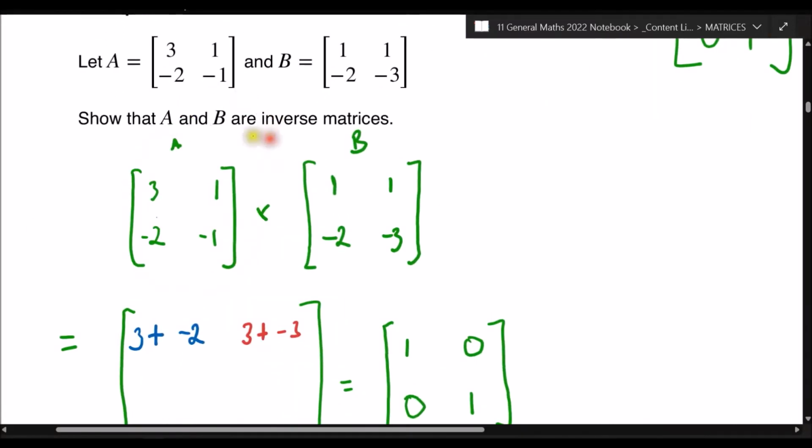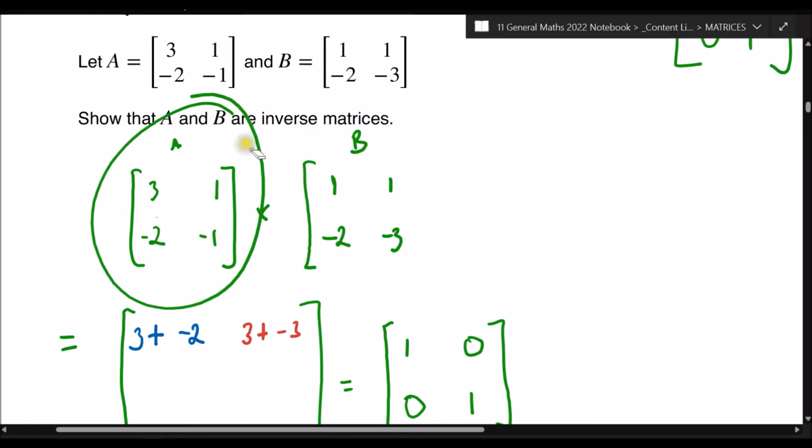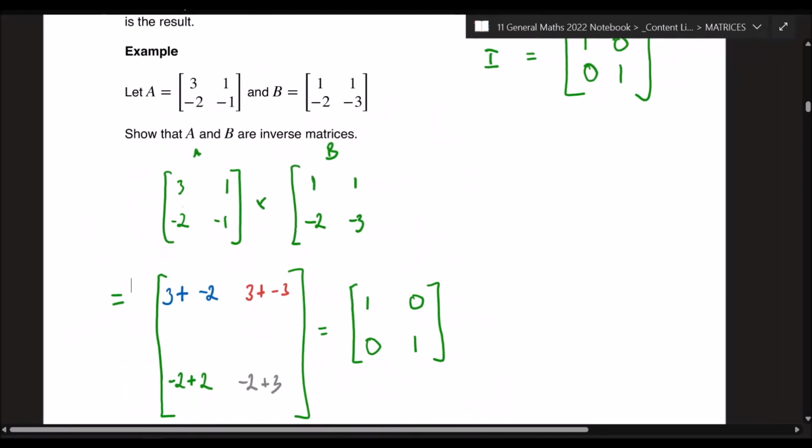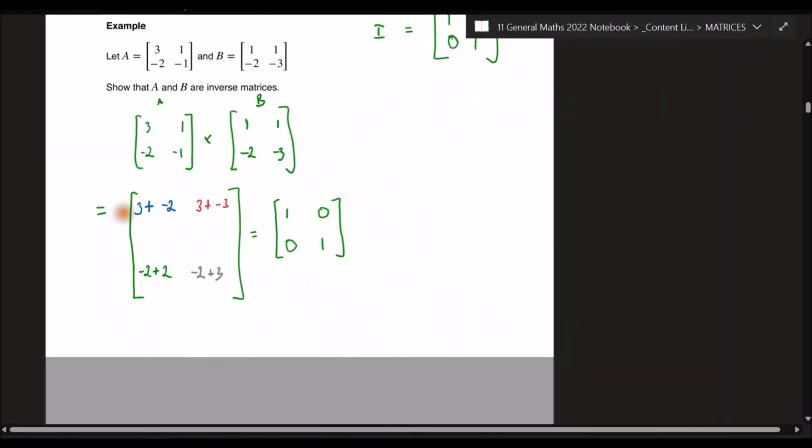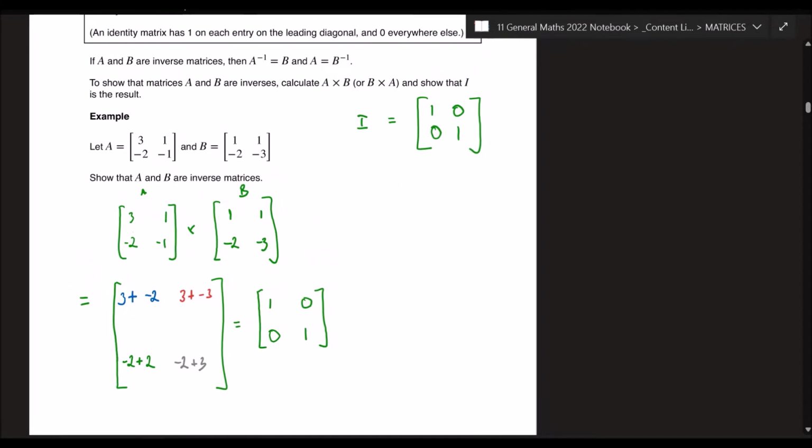And if you've got matrix A, its inverse is this matrix. And if you've got matrix B, its inverse is matrix A. So they're both inverses of one another. Okay, and that's how we prove them. So again, to prove whether two matrices are inverses of each other, multiply them together. And if it gives you the identity matrix, then they are definitely inverses of each other.